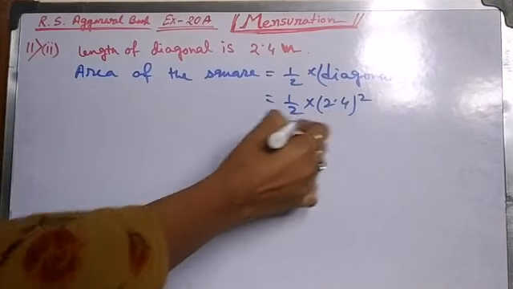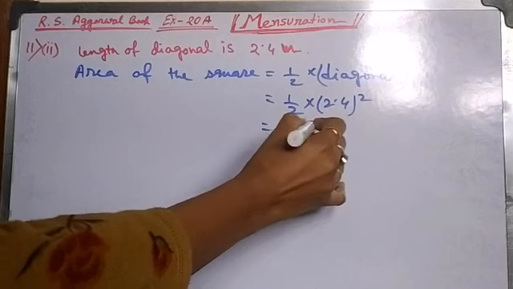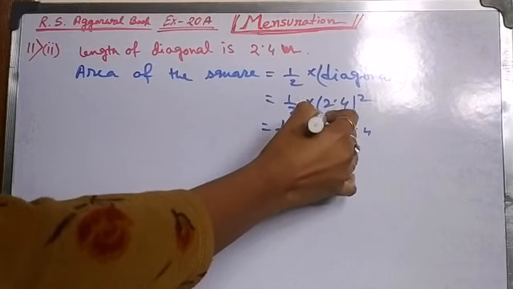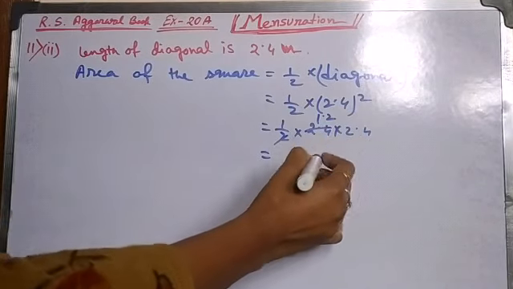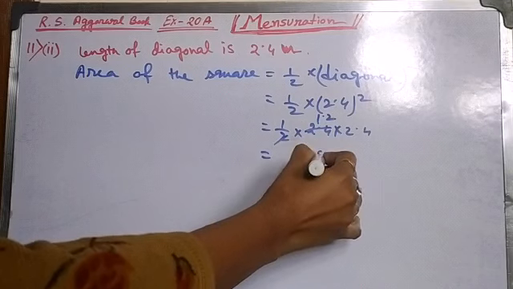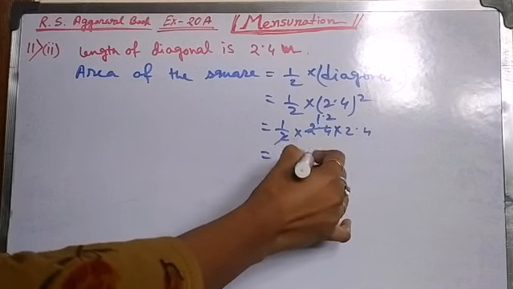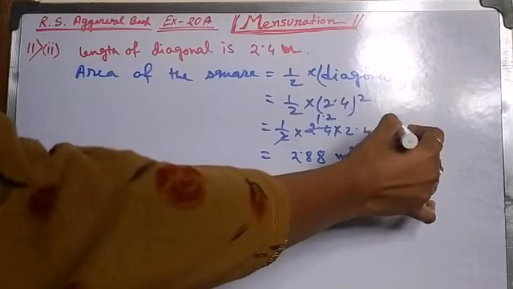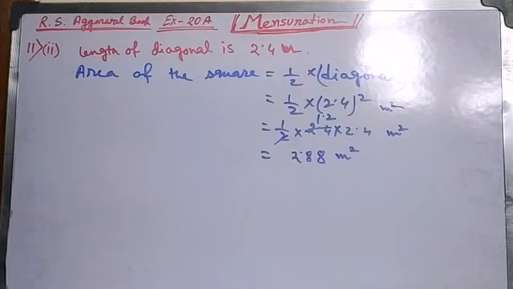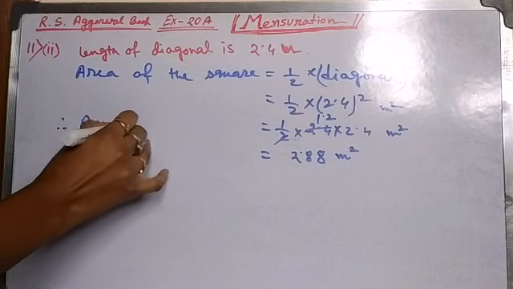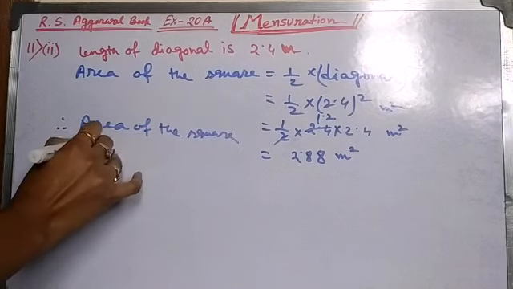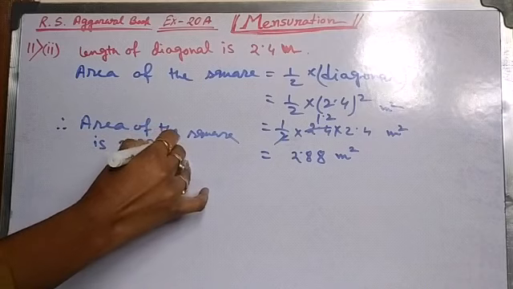2.4 square, 1 by 2 into 2.4 into 2.4, that means 1.2. Then we have to multiply it. The unit is square unit, that means meter square. So 2.88 meter square. Therefore the area of the square is 2.88 meter square.